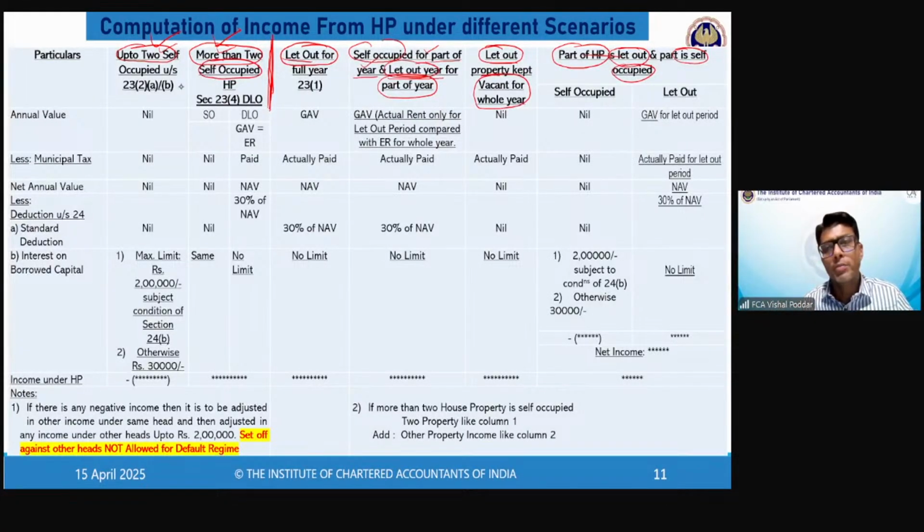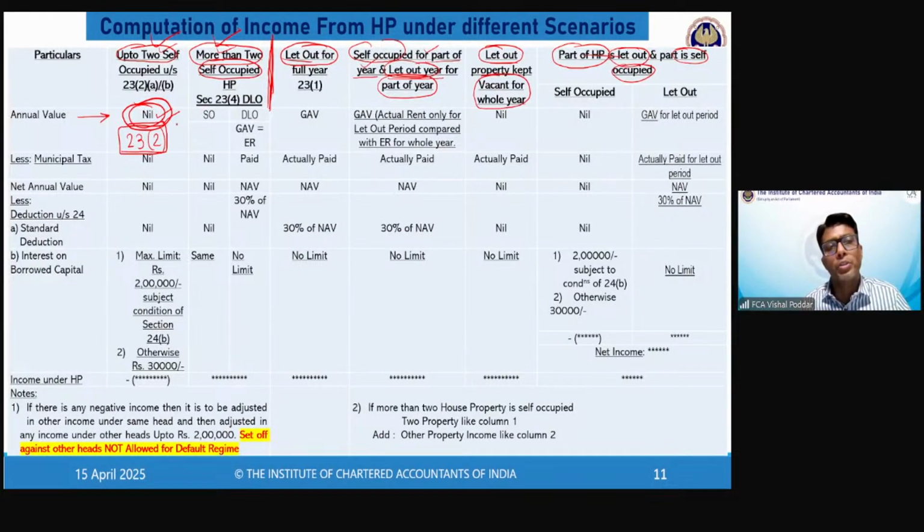Now what is the special point when the property is self-occupied? The special point is this, and this is what is covered in 23 subsection 2. हमने जो जीएवी का वर्किंग पढ़ा था स्टूडेंट्स, that was 23 subsection 1, clause A, clause B, clause C, जो बाद में हमने एक्ट में भी देखा. However, for this particular thing, that is self-occupied property, the section is 23 subsection 2 for GAV, and it says the GAV of self-occupied property will be taken as nil.